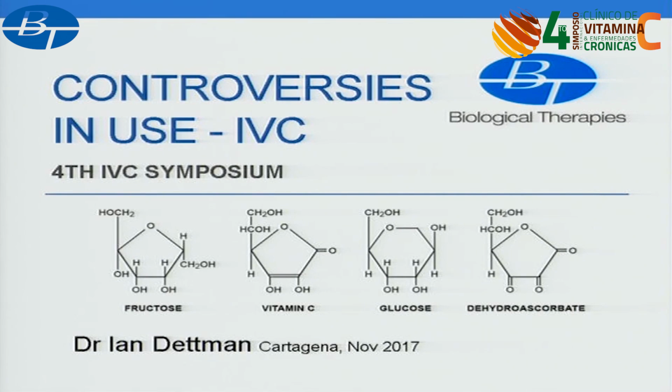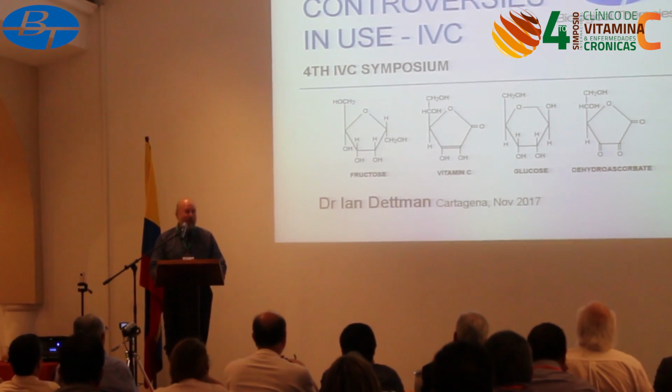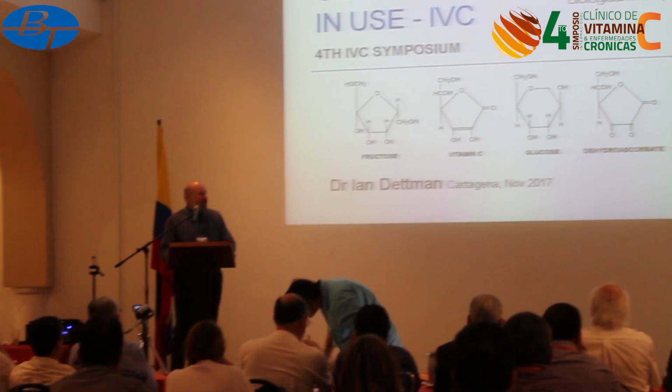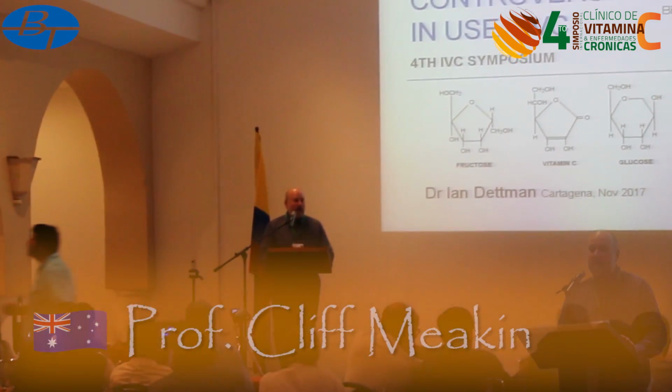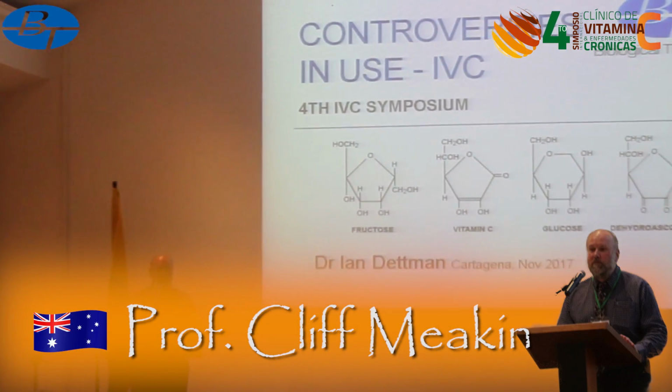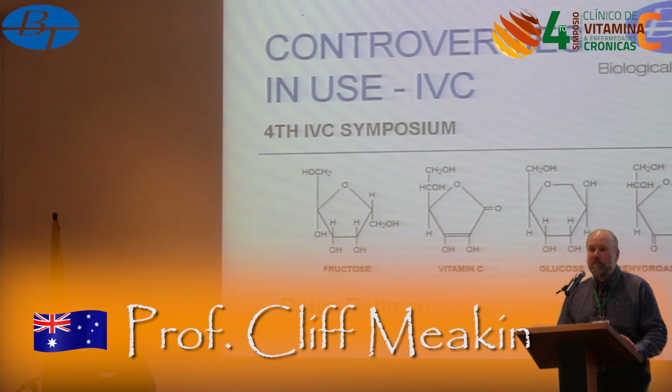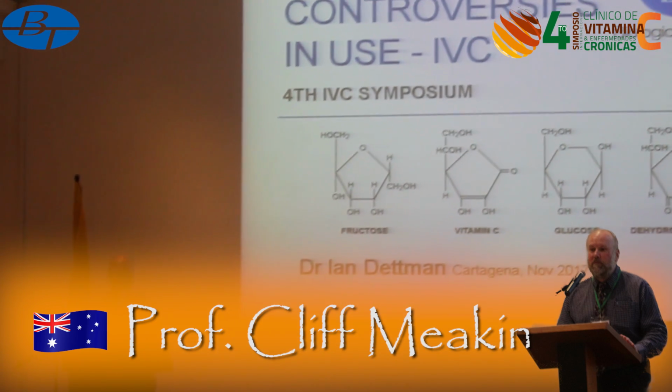Vitamin C and glucose look quite different, but vitamin C is made from glucose in all animals except a few, including man. We have the enzyme, but the enzyme is damaged, so we cannot make it anymore. But vitamin C and glucose are direct competitors for uptake through transporters in the body.